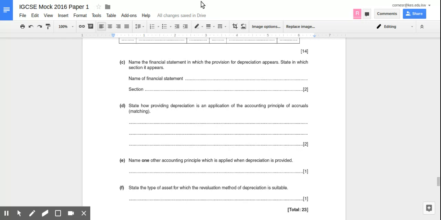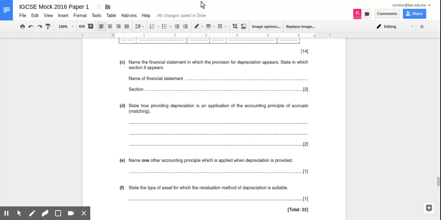What's the name of the other accounting principle involved? I always look at the question. It was, besides accruals, state a principle. Depreciation is an example of the accounting principle of accruals. What we're doing is putting an expense in for the motor vehicle to match periods of usage, and therefore we're writing off the value over its useful life.